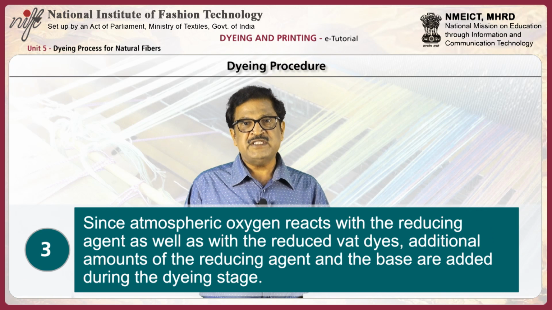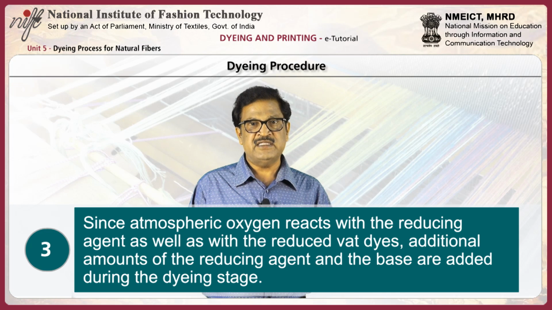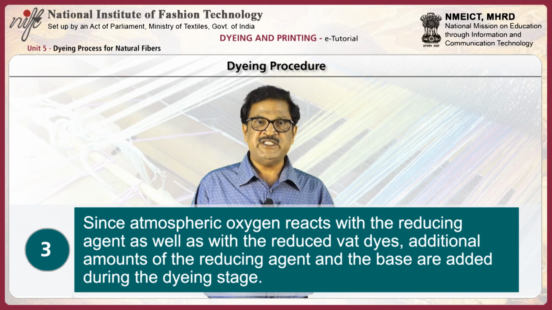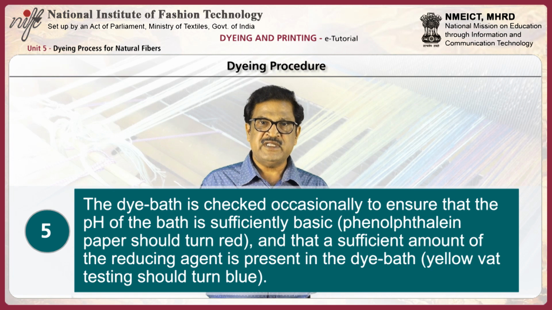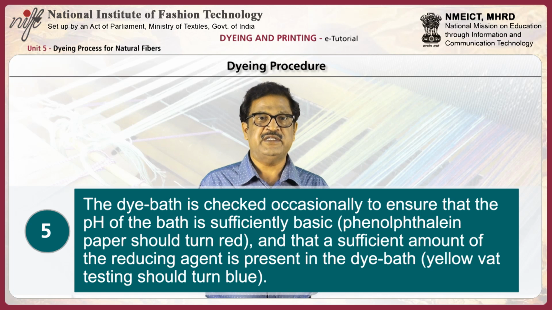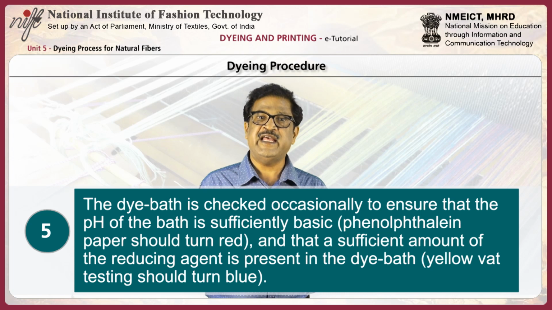Since atmospheric oxygen reacts with the reducing agent as well as the reduced VAT dyes, additional amounts of the reducing agent and the base are added during the dyeing stage. The dye bath is checked occasionally to ensure that the pH of the bath is sufficiently basic. Here, phenolphthalein paper should turn red as a checking point, and a sufficient amount of the reducing agent should be present in the dye bath. That means the yellow VAT testing paper should turn blue.